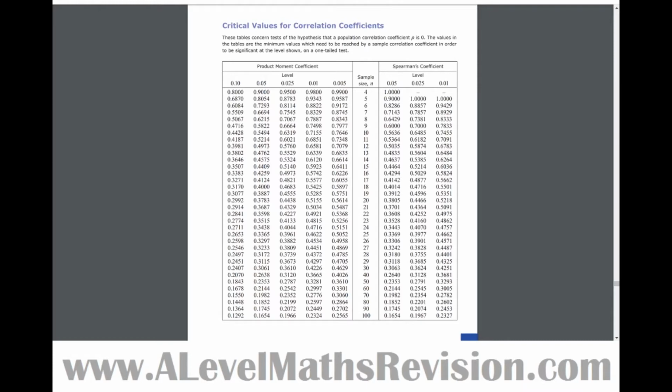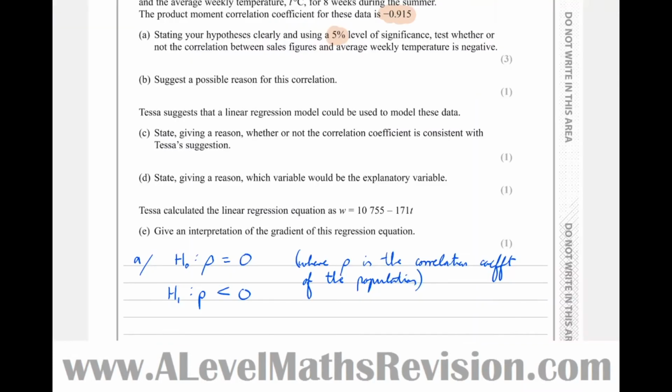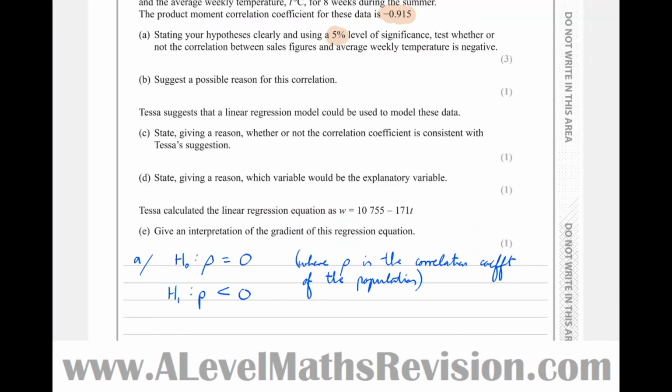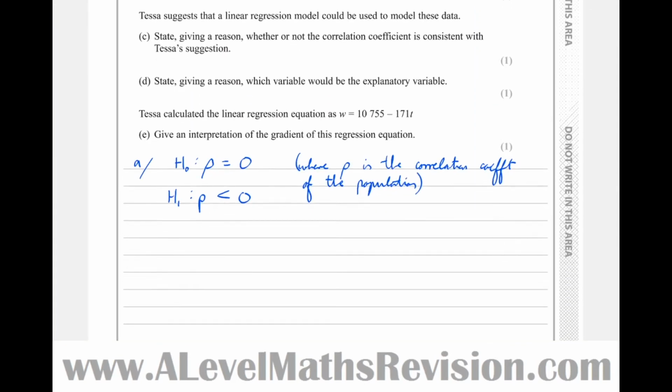And the sample size, I forget what the sample size was, so let's go back. The sample size was 8 weeks, average weekly temperature for 8 weeks. So the sample size was 8, so I can see that the number here is 0.6215. So we're testing for negative correlation, so it's negative 0.6215, which is a comparison number. So negative 0.915, which is what we got.